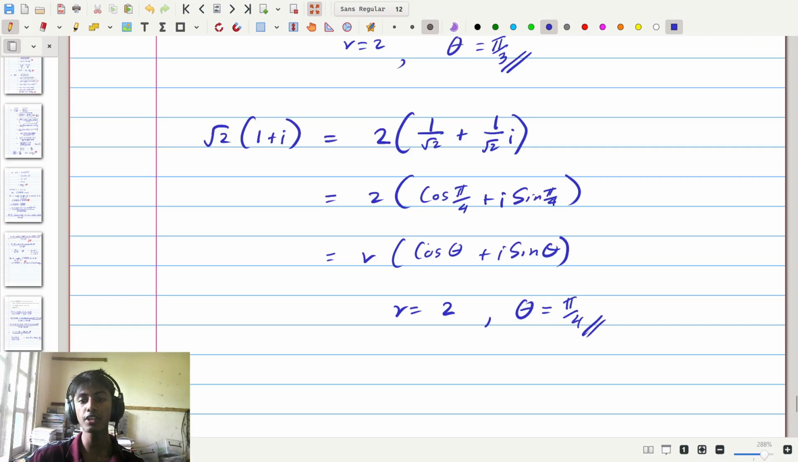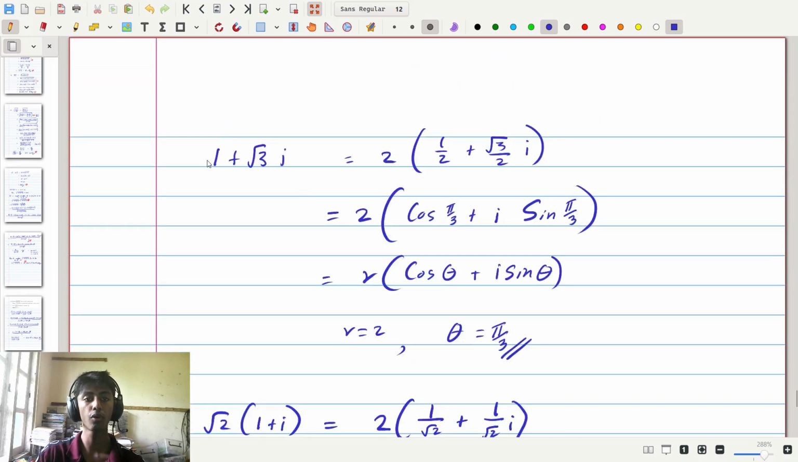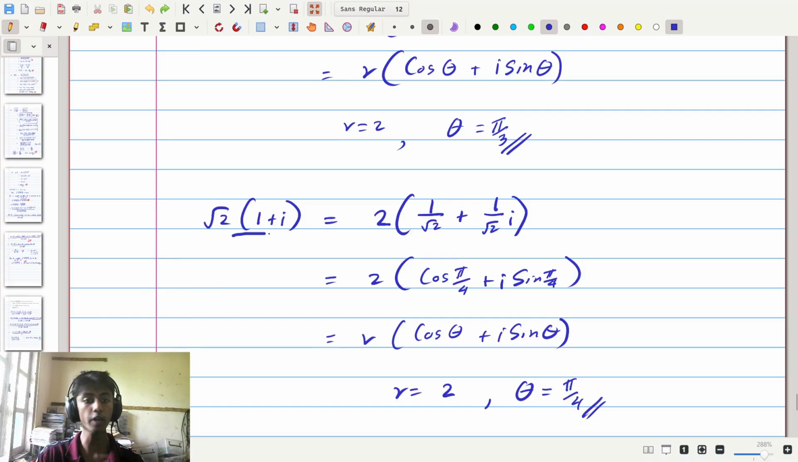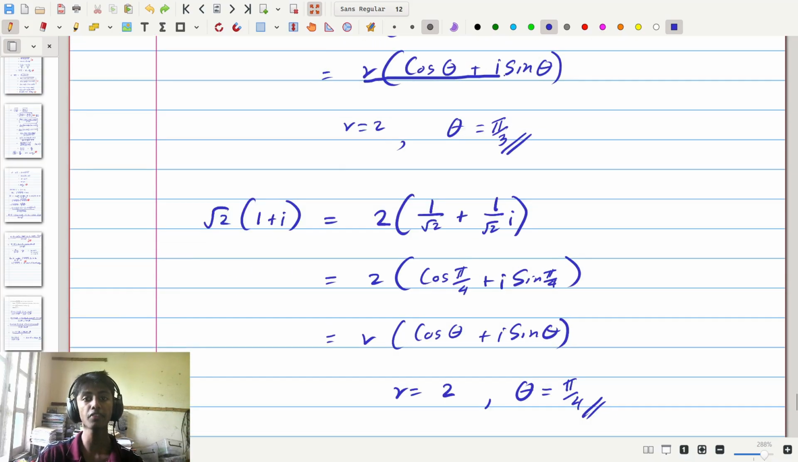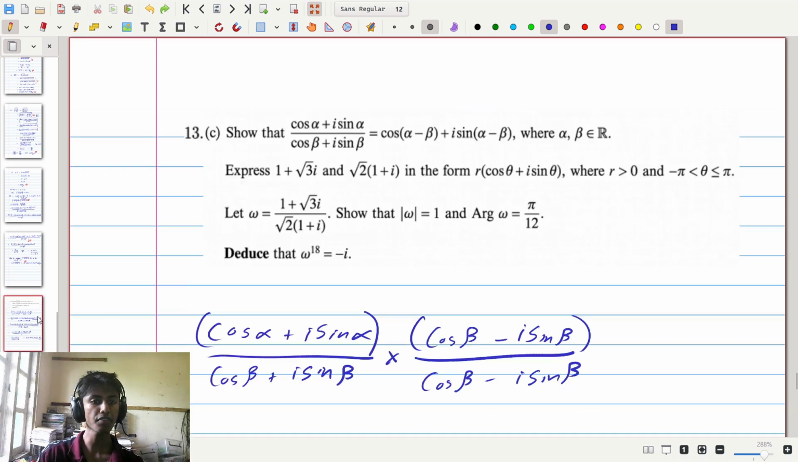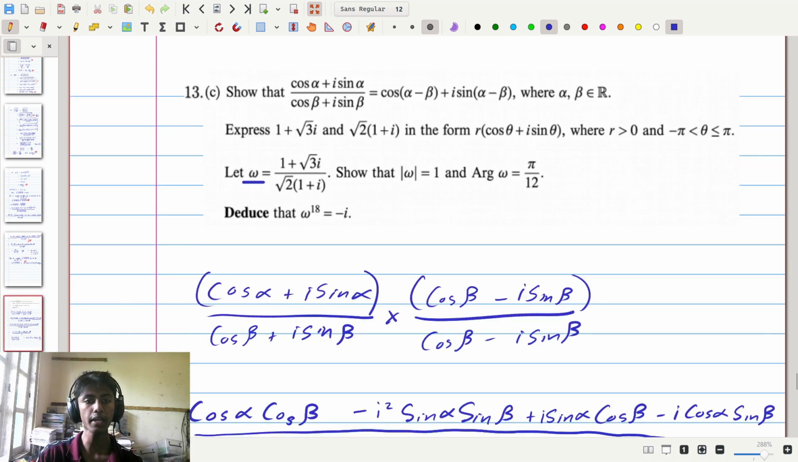So with that we can see we have both of our numbers, 1 plus root 3i and root 2 times 1 plus i, in the form of r times cosine of theta plus i sine of theta. Now the question then said, let omega be equal to 1 plus root 3i divided by root 2 times 1 plus i. So basically, let omega be equal to the first number divided by the second number. Given this, we are asked to show that the modulus of omega, or the size of omega, is equal to 1 and that the argument of omega is equal to pi by 12.